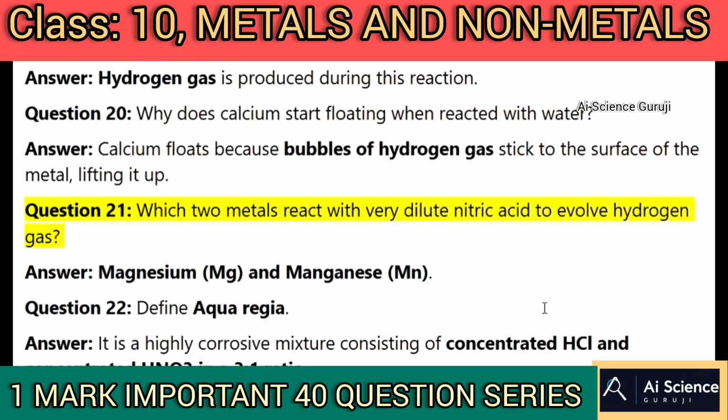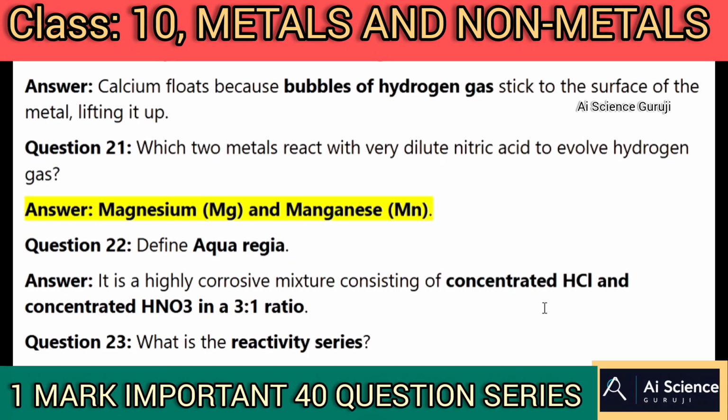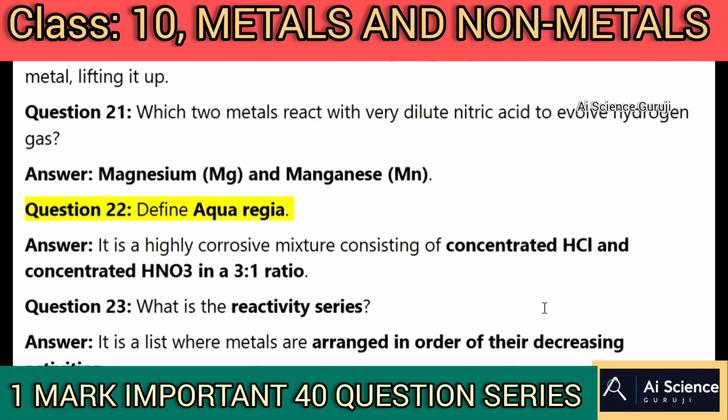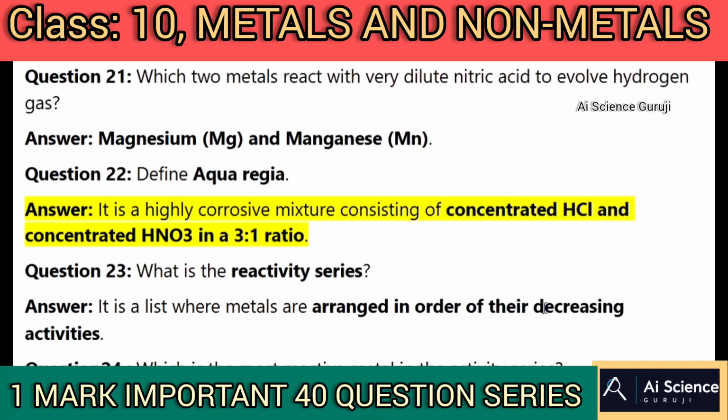Question 21. Which 2 metals react with very dilute nitric acid to evolve hydrogen gas? Answer. Magnesium, Mg, and manganese, Mn. Question 22. Define aqua regia. Answer. It is a highly corrosive mixture consisting of concentrated HCl and concentrated HNO3 in a 3:1 ratio.